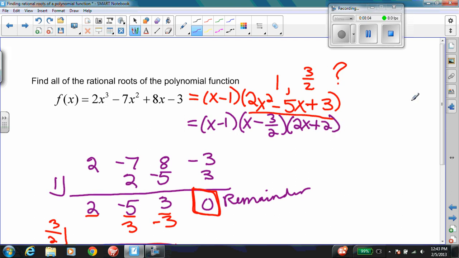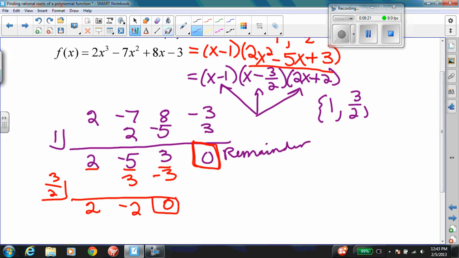So my rational roots come from each of these 3 factors. I need to set each of those factors equal to 0, and I would have rational roots of 1, 3/2. Sorry, I should have had a negative sign right here. And another one. But I don't need to write those 2 1s twice. So it's 1 and 3/2 are my only roots.